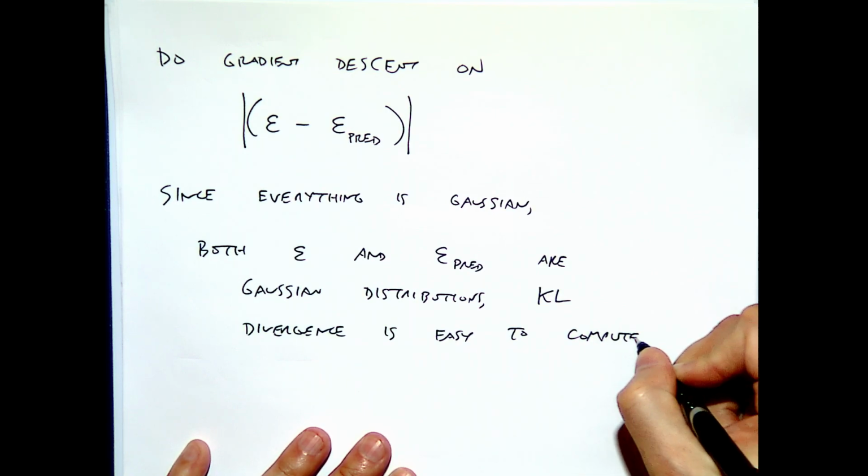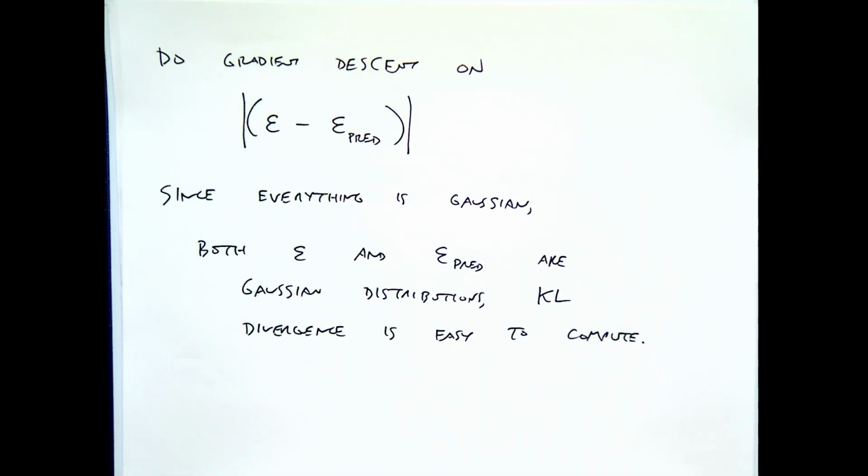We talked about this earlier, right? In general, when I'm comparing two PDFs, the difference between those can be a kind of hairy thing to write, but when everything is Gaussian, it actually reduces to a super clean formula.